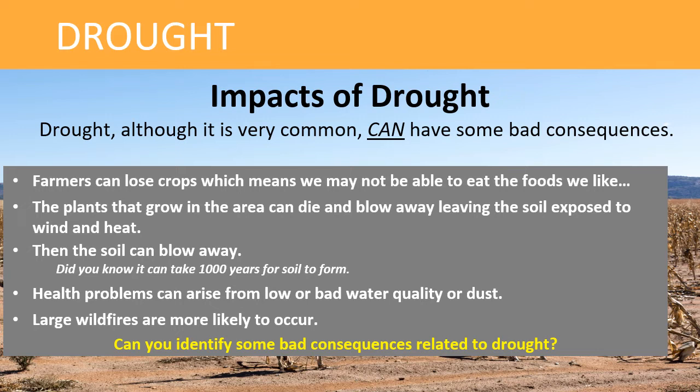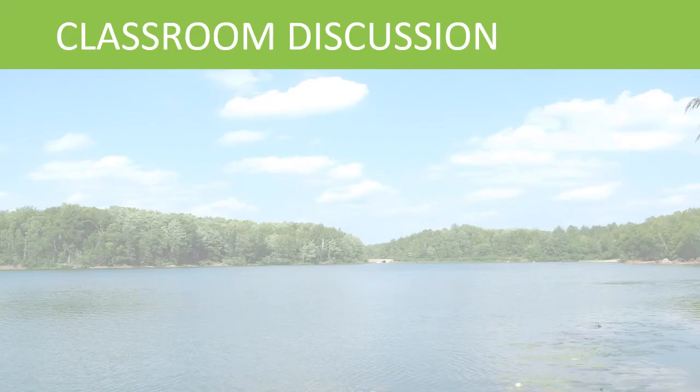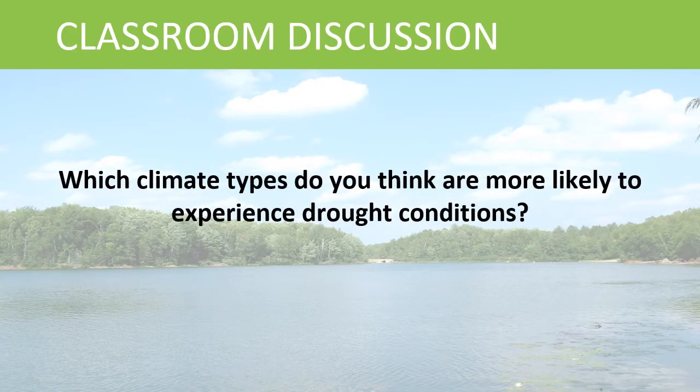And also with a drought, it can cause large wildfires, such as this past year, Australia had one of the biggest wildfires, and it was because of a drought, and it caused them to have issues.